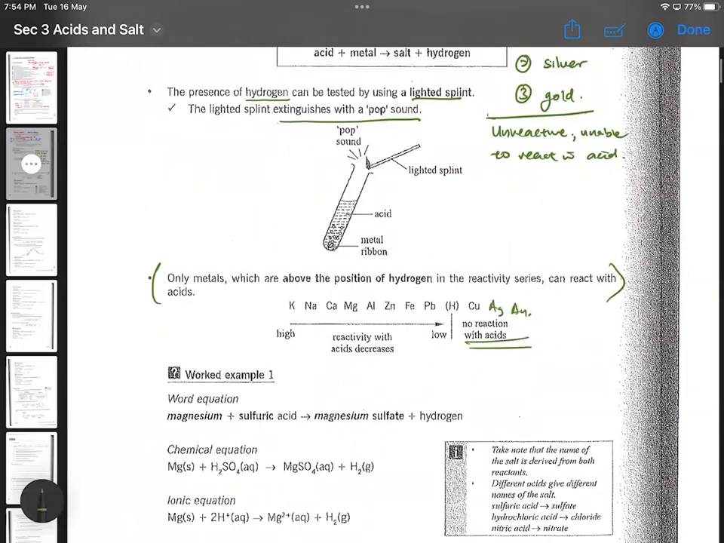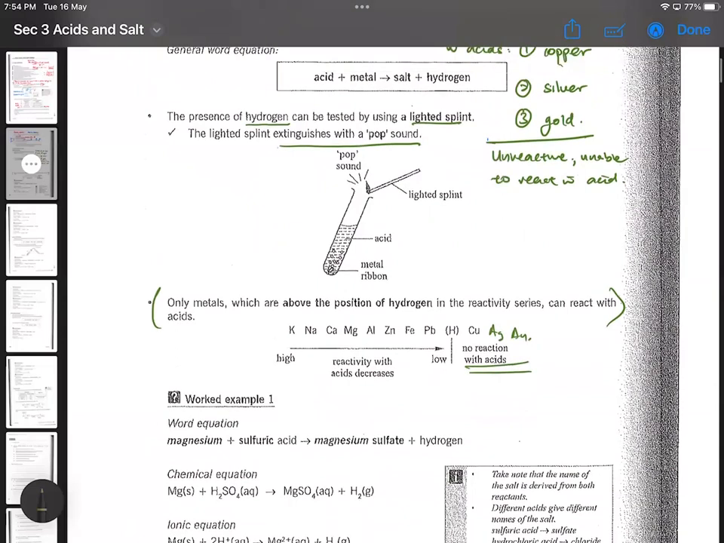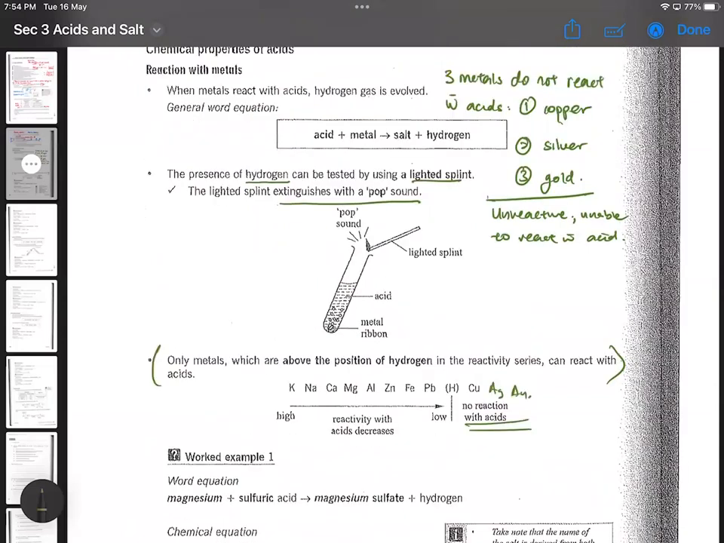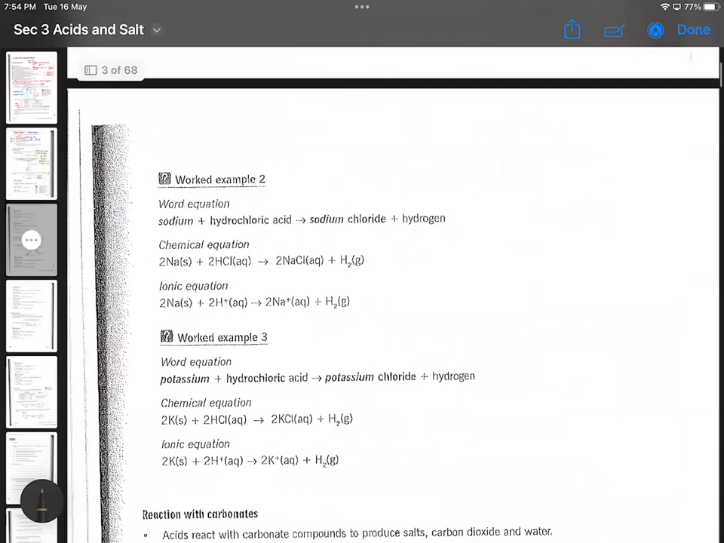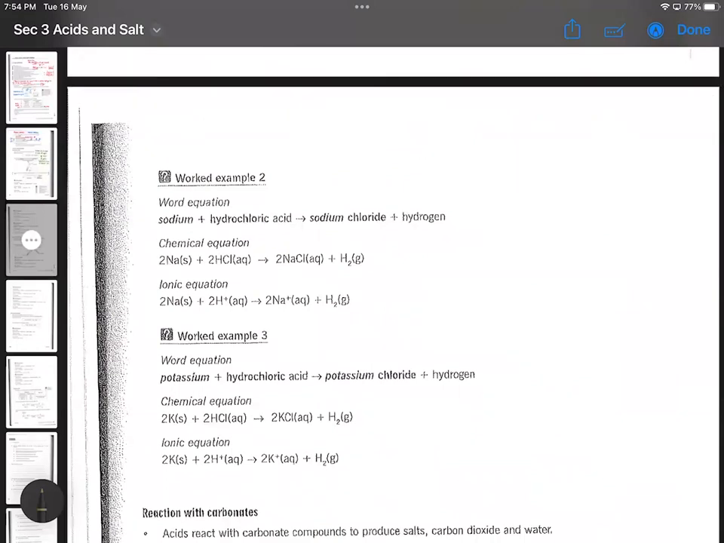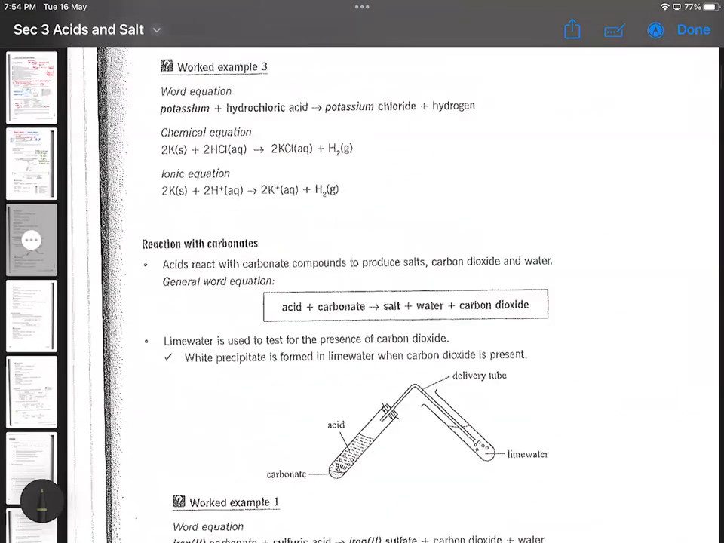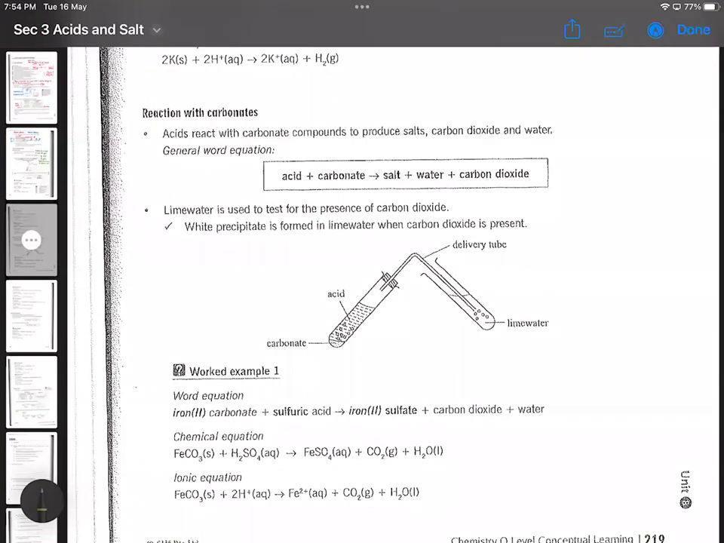Okay, how to get the name of the salts? We'll come to it again. So generally just know that salt and hydrogen gas are produced. Okay, all these are just examples. We can use them when we are doing equation writing. Today, I just want to show you the theory.